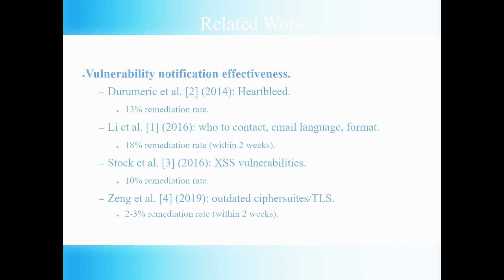This started with papers as early as 2014, where authors tried to notify servers about the existence of Heartbleed, but this led to no significant improvement to remediation rates, about 13% remediation. A lot of these papers had a control group where the authors compared the remediation rates of the websites that were notified with the ones that weren't, so that they can decisively know if the notification has made the improvement.